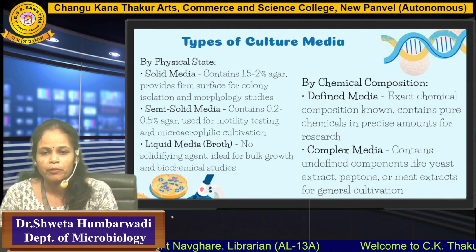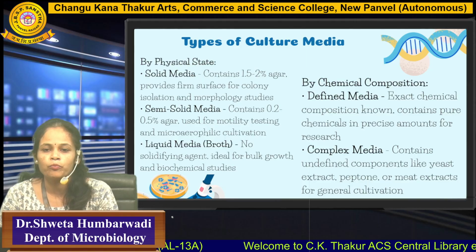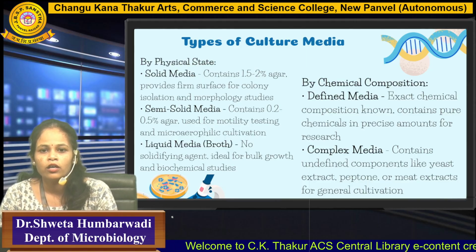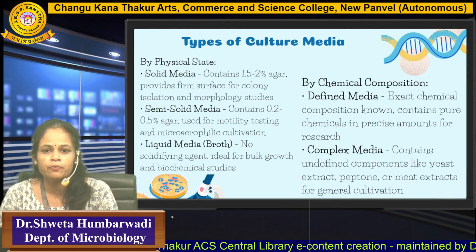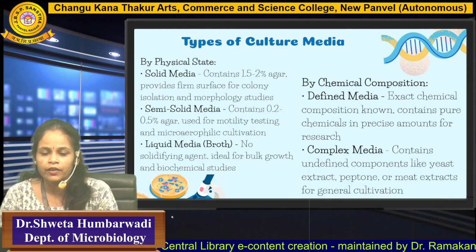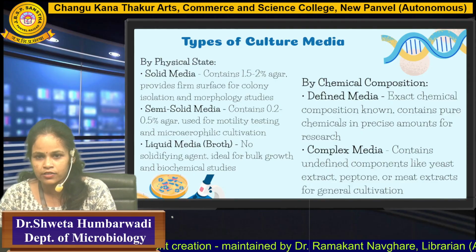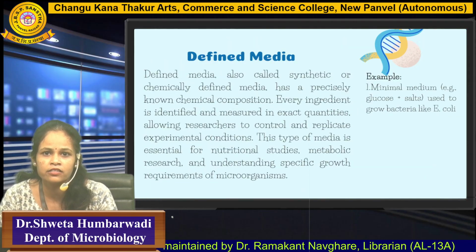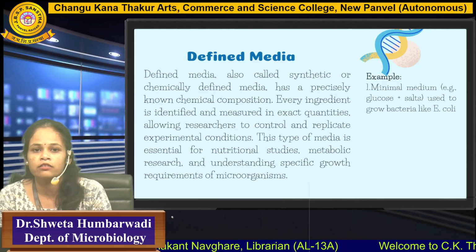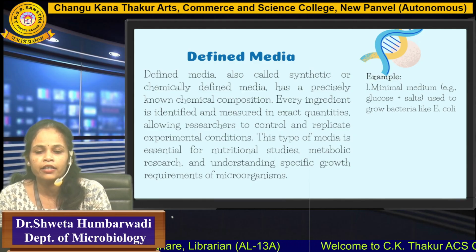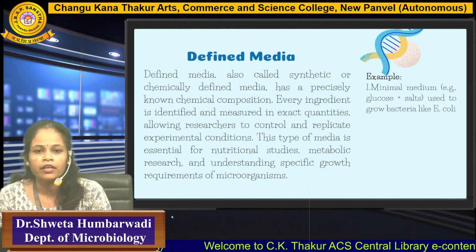And then again, on the basis of chemical composition of media, there are two types: defined media and complex media. In defined media, the composition of each and every ingredient is known, which can be regenerated at the same percentage. And in complex media, the components are different, their composition is also different, and you cannot generate the similar type of media the next time. Defined media is also called synthetic or chemically defined media, and its chemical composition is precisely known. So every ingredient is measured accurately and added into the media. The same media we can again reproduce.